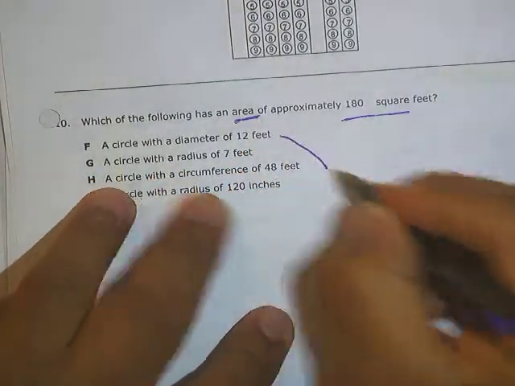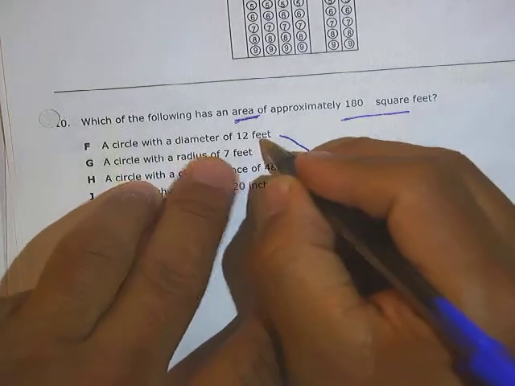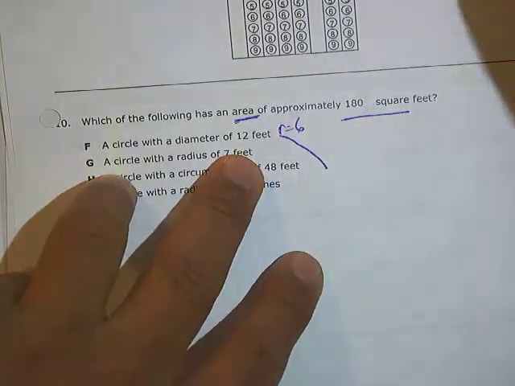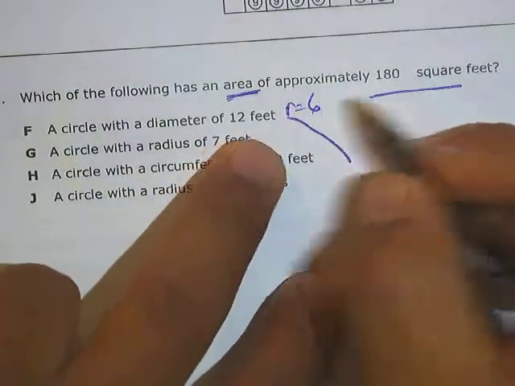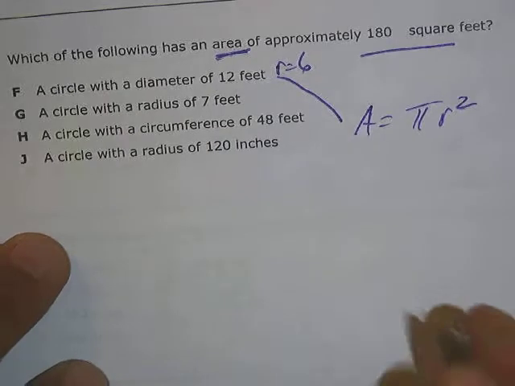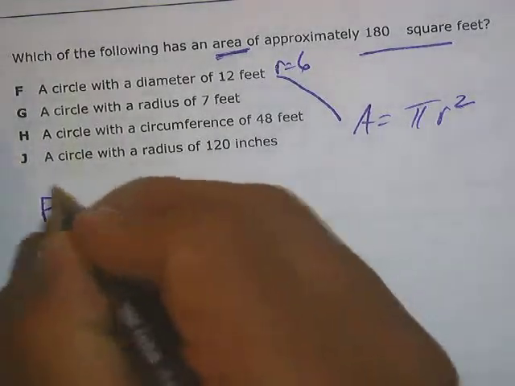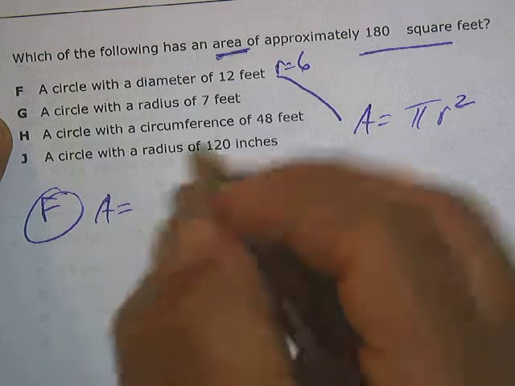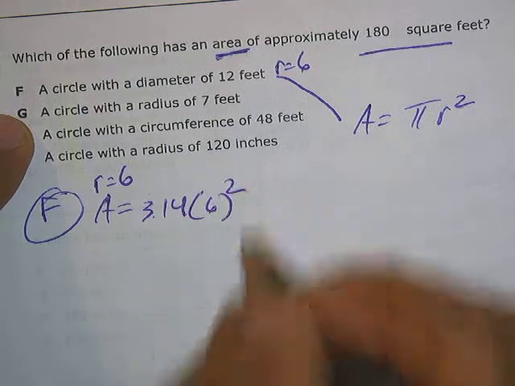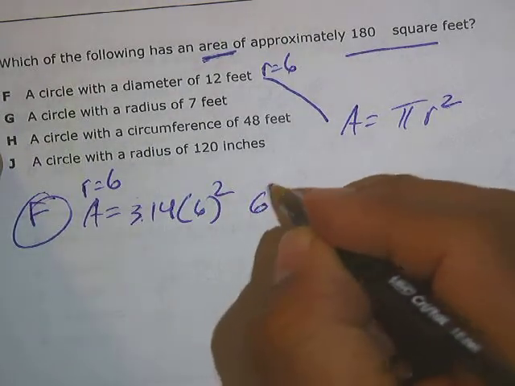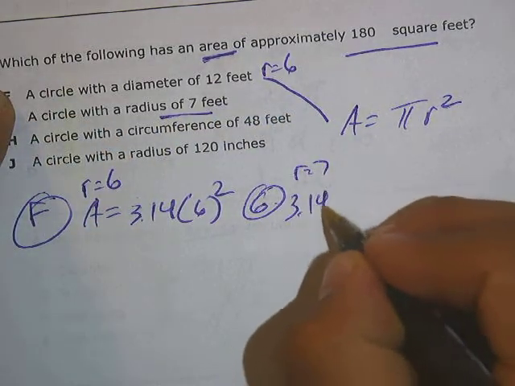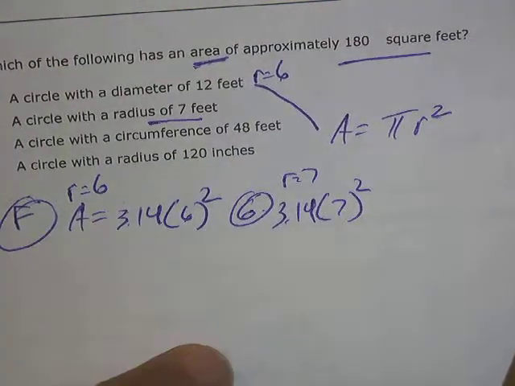Number 10. Which of the following has an area approximately 180 square feet? Now you gotta do each one, okay? So for a circle, you're looking for the area. Like this one here, the diameter is 12, so that means the radius is 6 because it's half the distance. So then the area is pi times radius squared. For F, the radius is equal to 6, so then 3.14 times 6 squared.